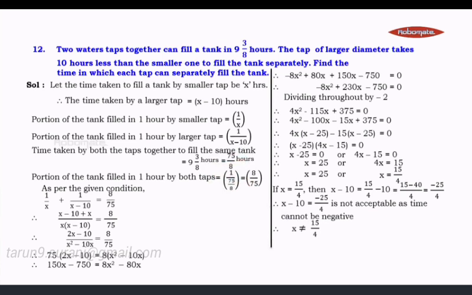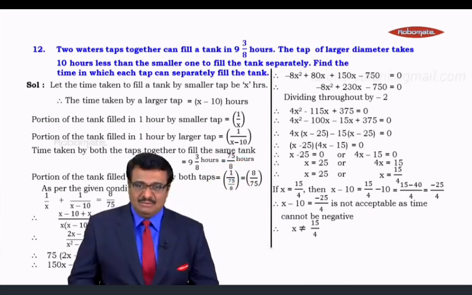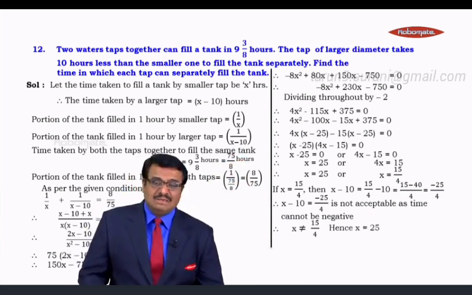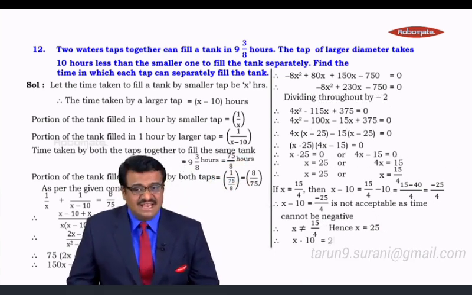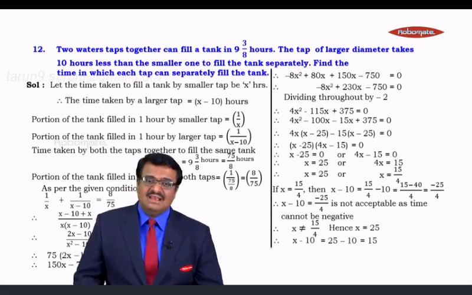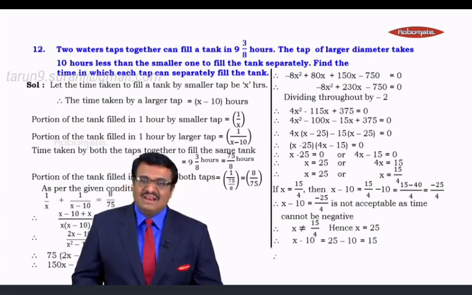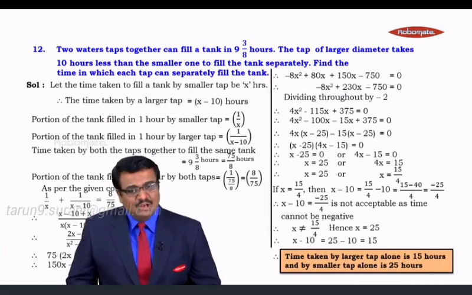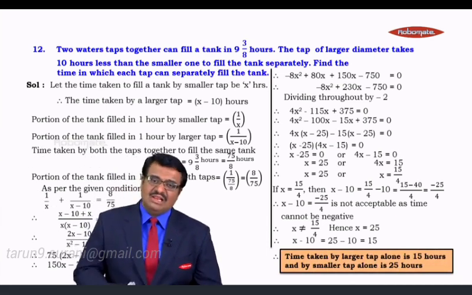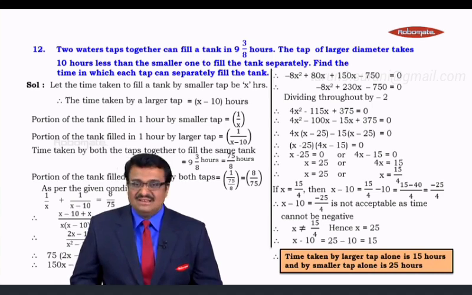So which value is acceptable then? x is not equal to 15 upon 4. So the value acceptable is x is equal to 25. Therefore, x minus 10 will be what? 25 minus 10, it will be 15. Then we can write the final answer. Therefore, the time taken by the larger tap alone is 15 hours and by the smaller tap alone is 25 hours. That completes this sum.